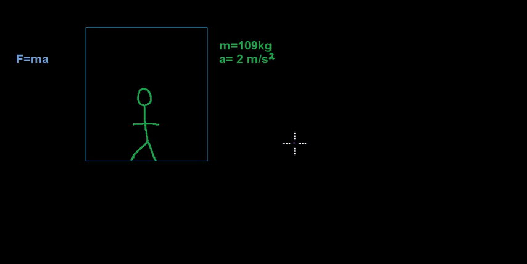Okay, so what we have going on here is a man on an elevator, and he has a mass of 109 kilograms. The elevator has an upward acceleration of 2 meters per second squared. So what we want to try and do is find the normal force exerted on this man by the elevator.